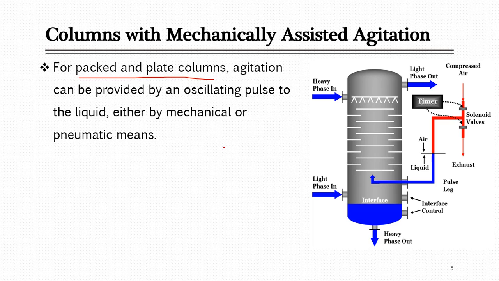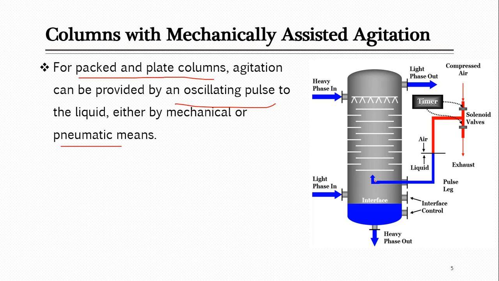Oscillating means you create oscillation for a moment, which can be created with the help of, sometimes, pneumatic means. Yesterday you have seen this figure. This was for a simple spray column, but at that time, if you remember, I asked you to skip this part because there was no need. But now there is a need to look at why we have this part here. You can introduce air in this system.